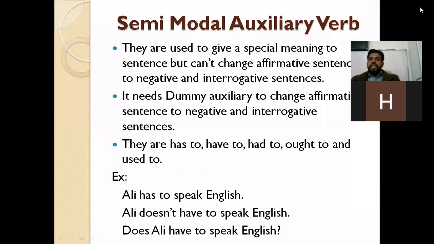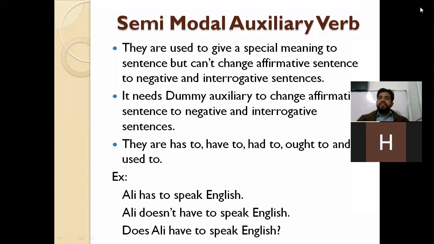Okay, guys, we have discussed some of the kinds of verbs, and today we will talk about semi-modal auxiliary verbs. We have already written the definition of semi-modal auxiliary verb, but let me repeat it again. They are used to give special meaning to a sentence, but cannot change an affirmative sentence to negative and interrogative.